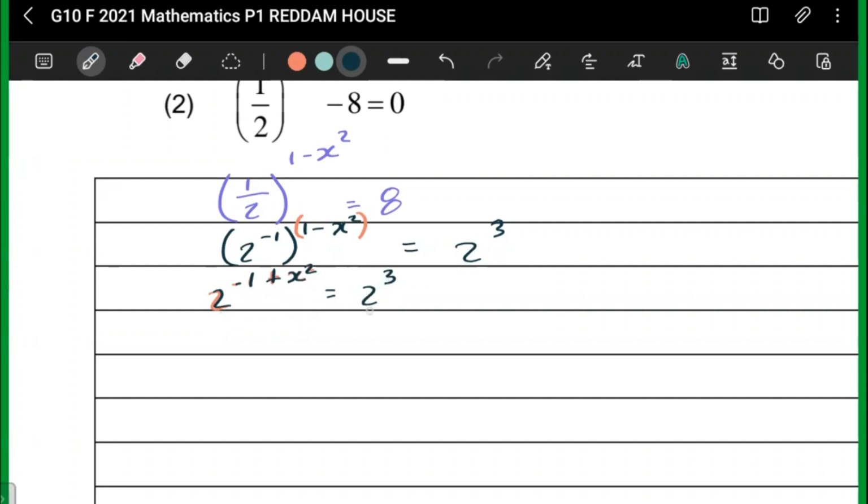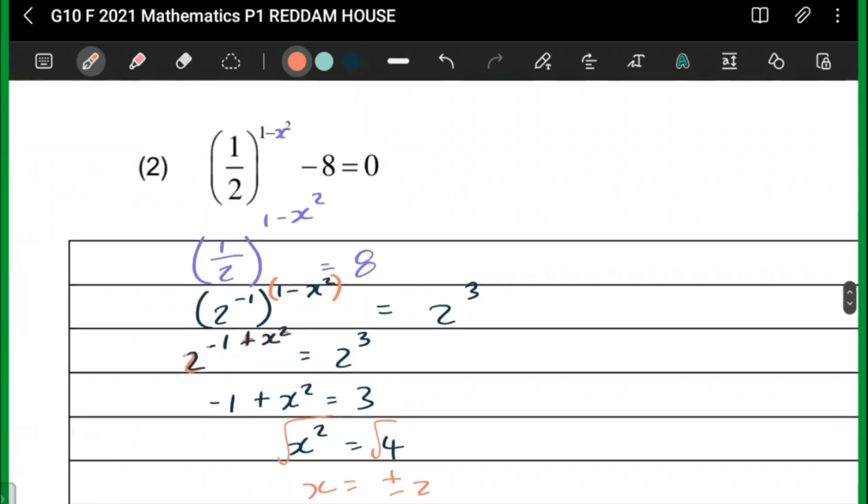So your bases now, they are the same. So now you can drop them. -1 plus x squared equal to 3. Since you're solving for x, the negative can go over. It becomes a plus now because 3 plus 1 is 4. And then you can square root both sides. Square root this side, you have your 2 answers for x over there. So you see, think outside the box and don't panic.